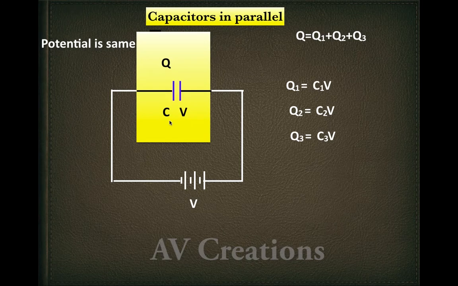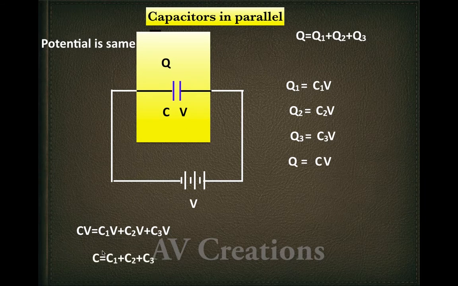The charge Q is C into V. So we can write Q is equal to C into V. So we got the equations for Q1, Q2, Q3, and Q. This value we can substitute here. So it will be CV equals C1V plus C2V plus C3V. We need to find the value of C, and V is common, so it will cancel and C equals C1 plus C2 plus C3. So in a parallel connection, the effective capacitance is C equals C1 plus C2 plus C3.